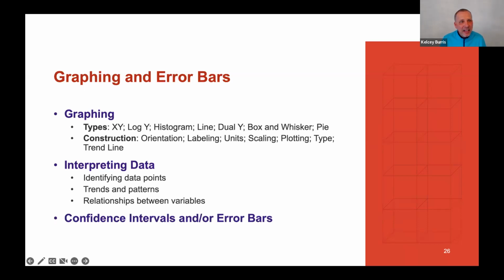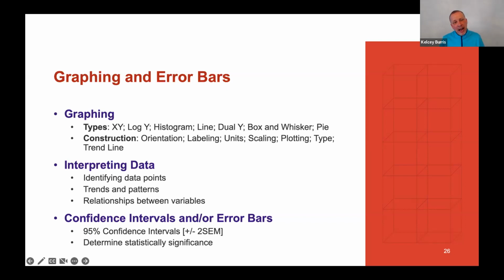And then finally, confidence intervals and/or error bars, all right? Which is a challenge for a lot of students, and you will see them on the exam. When we're looking at that, we're looking at the idea of 95% confidence intervals, so plus or minus 2 standard error of the mean, and from that being able to determine the statistical significance of the data.